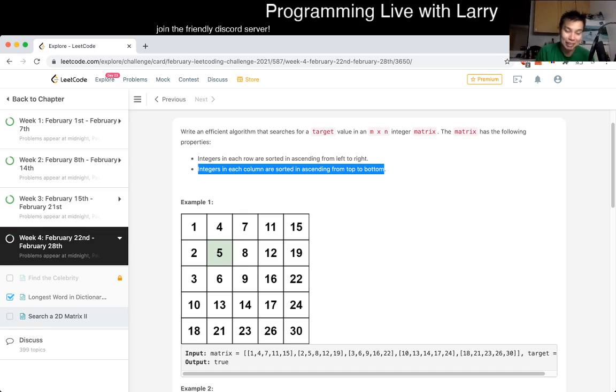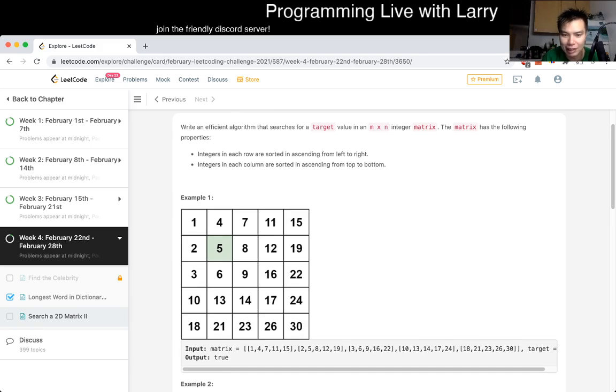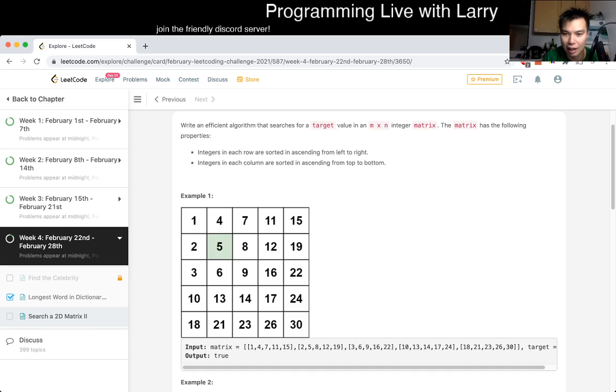But people keep on telling me that it comes up a lot. So anyway, you just search for a number. So the obvious thing is that if you look at every element, it's going to be linear time, where linear is every cell, m times n, right? Yeah, ideally you can do better than that.